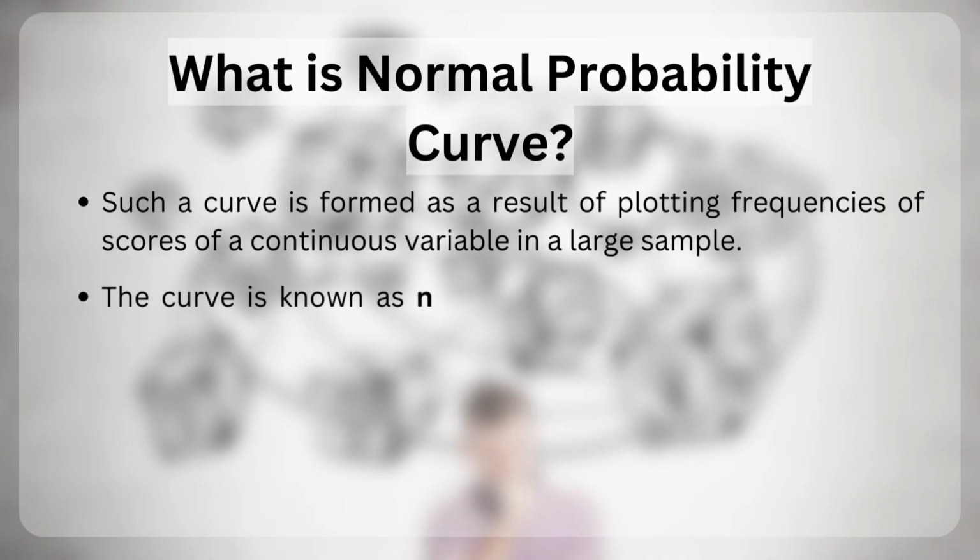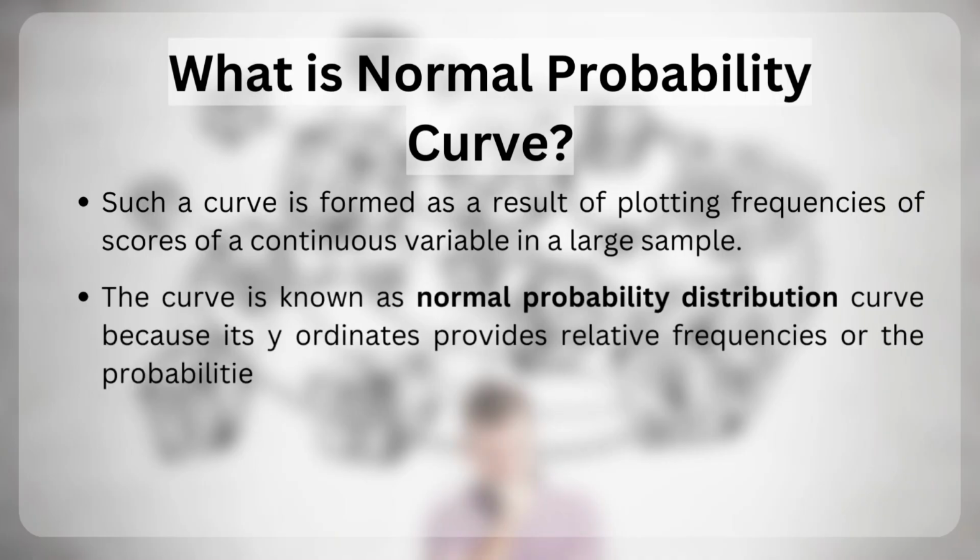The curve is known as normal probability distribution curve because its y-ordinate provides the relative frequencies, or the probabilities, instead of the observed frequencies. I repeat that the y-ordinate provides the relative frequencies or probabilities, the chance, instead of the actual observed frequencies.